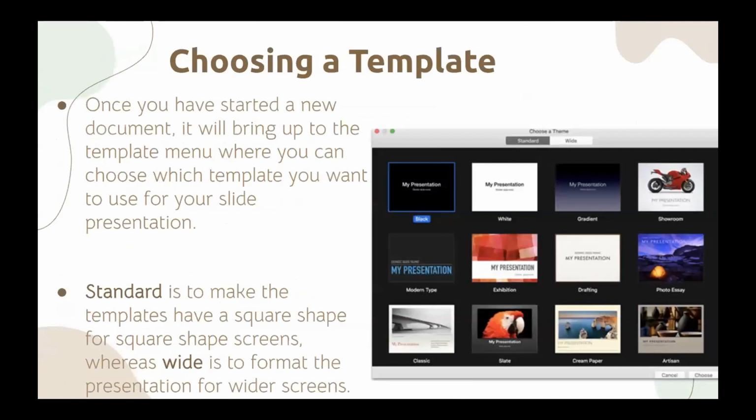So choosing a template. Once you have started a new document, it will bring up the template menu where you can choose which template you want to use for your slideshow presentation. Standard is to make the templates have a square shape for square shaped screens, whereas wide is to format the presentation for wider screens.